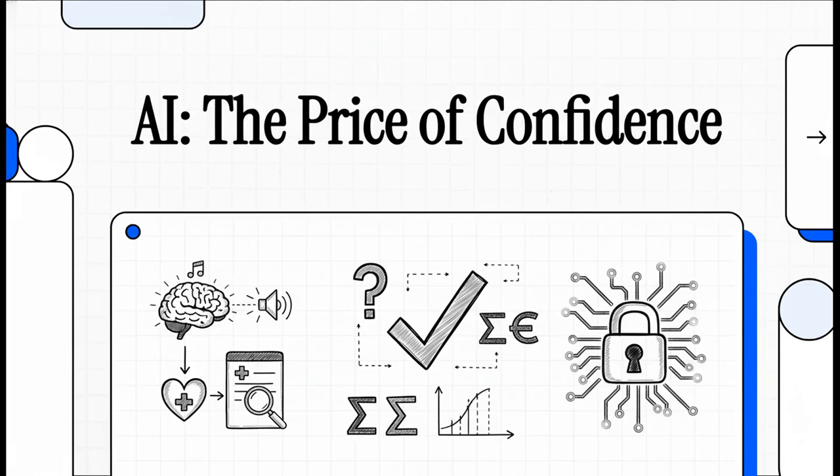We let AI run so much of our lives, our music, our driving directions, even medical stuff. But have you ever stopped to wonder, how do we actually know we can trust it? How can we be mathematically sure an AI is going to get it right? Well, today, we're going to crack that code.